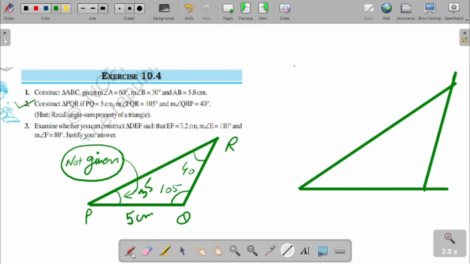So we got it. This is P, this is Q, and this is R. So this angle is 40 degree. Automatically it will come 40 degree. We have this 35 and this 105. So this is our required triangle of question number 2. Now we move to question number 3.